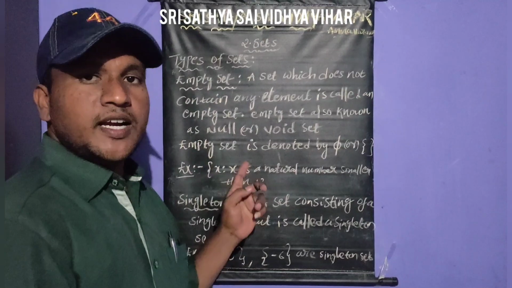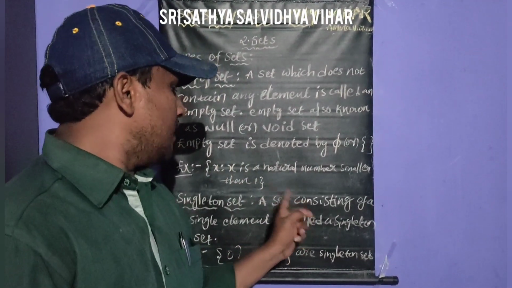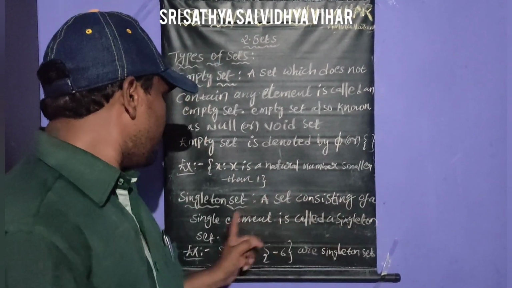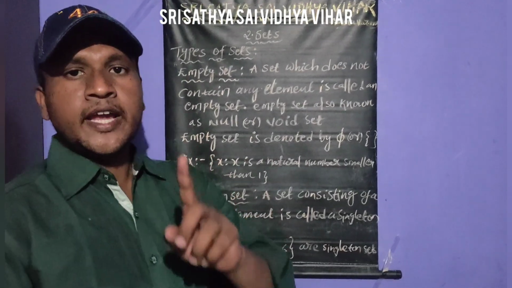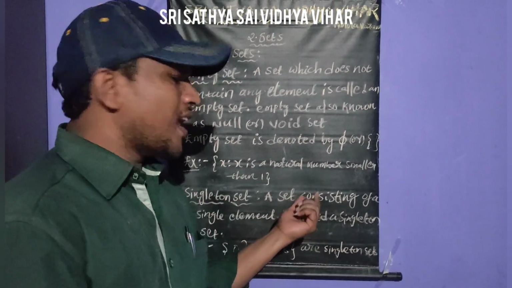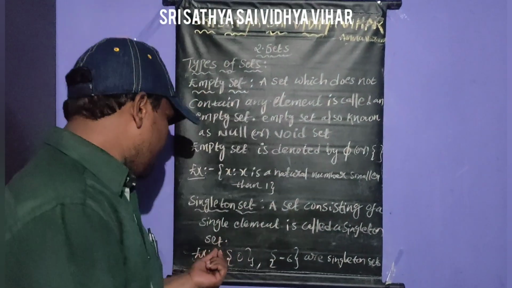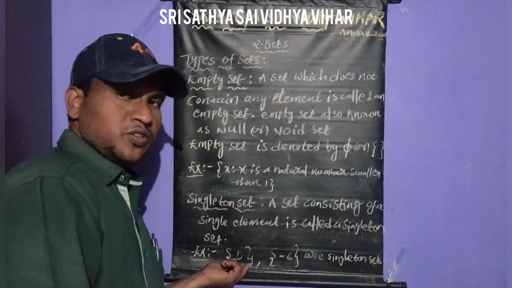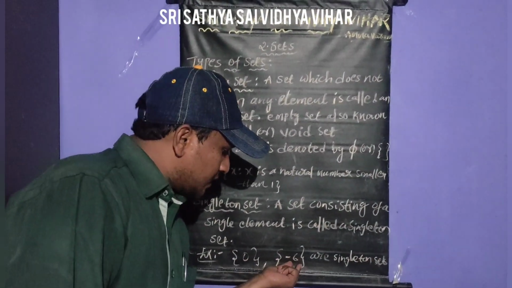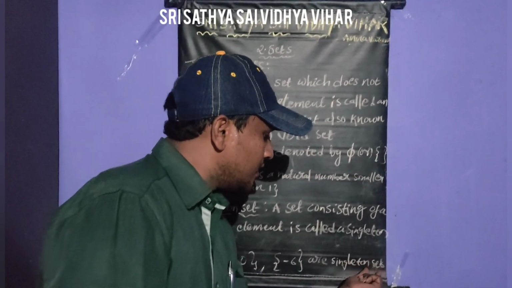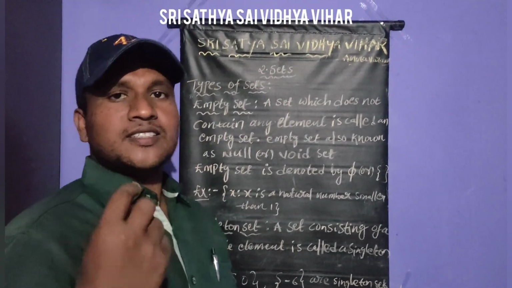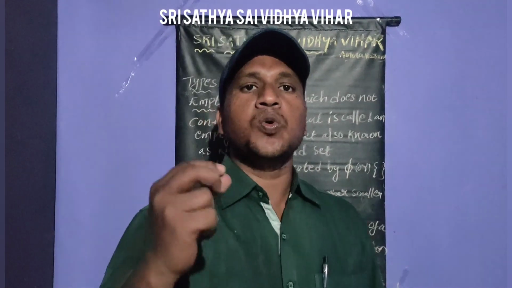Second one is the singleton set. What is the singleton set? A set consisting of a single element, only one element. Another definition: a set containing only one element is called a singleton set. For example, {0} and {-6} are singleton sets. A singleton set is nothing but a set containing only one element.